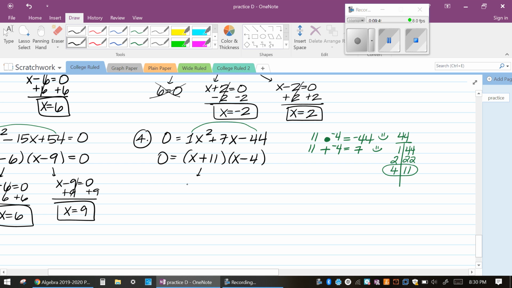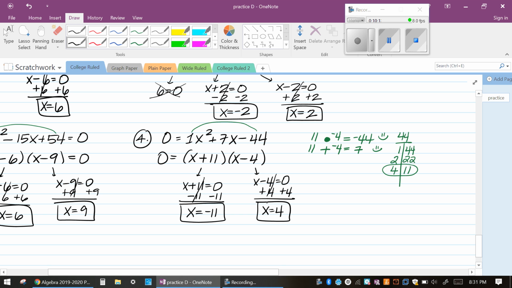But to solve, I need to take them out of the parentheses and set each binomial equal to 0. It's really important for you guys to know that the answer is not positive 11 and negative 4. Those are the numbers in the binomials. The solutions come when you set those binomials equal to 0. So the correct answers are negative 11 and positive 4.